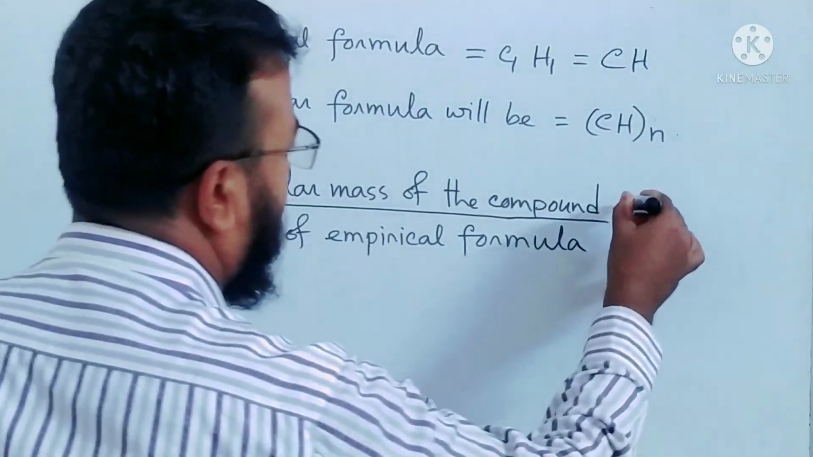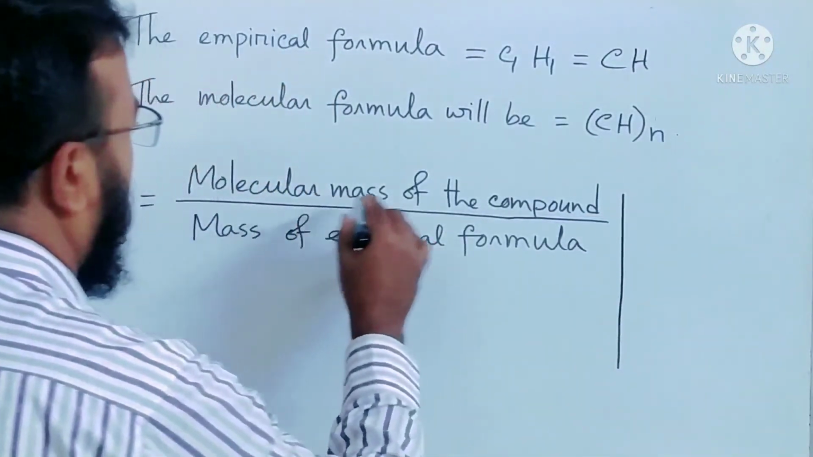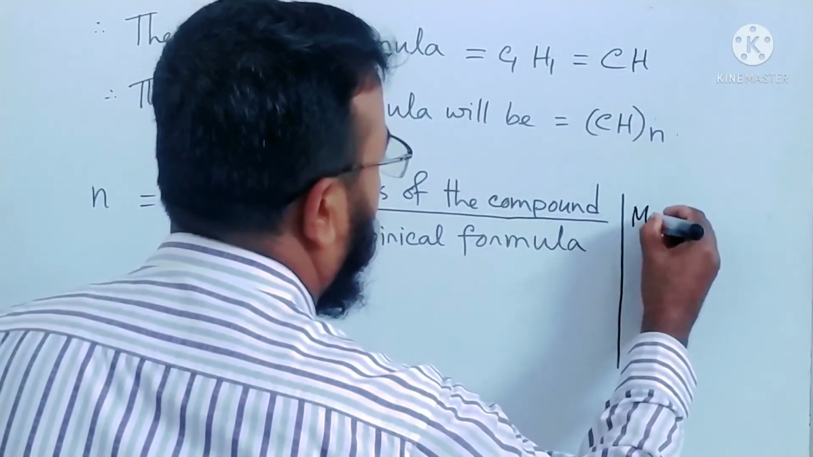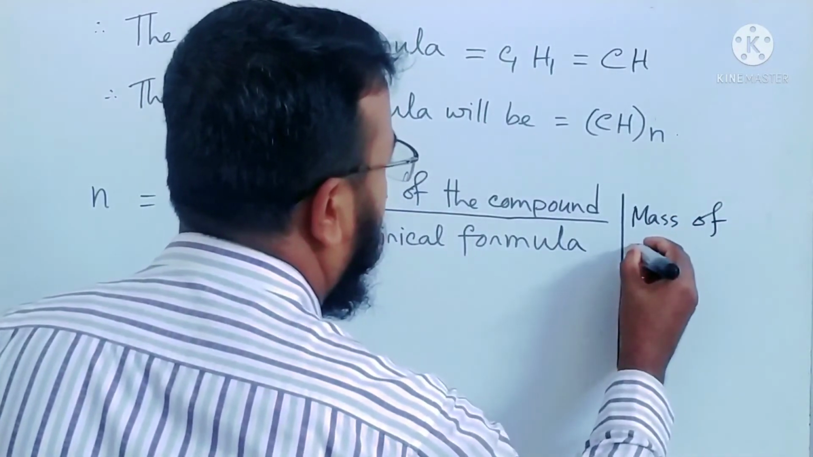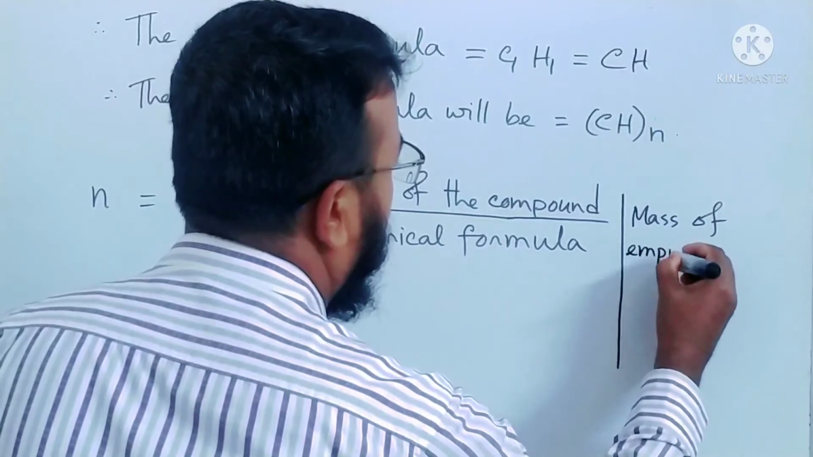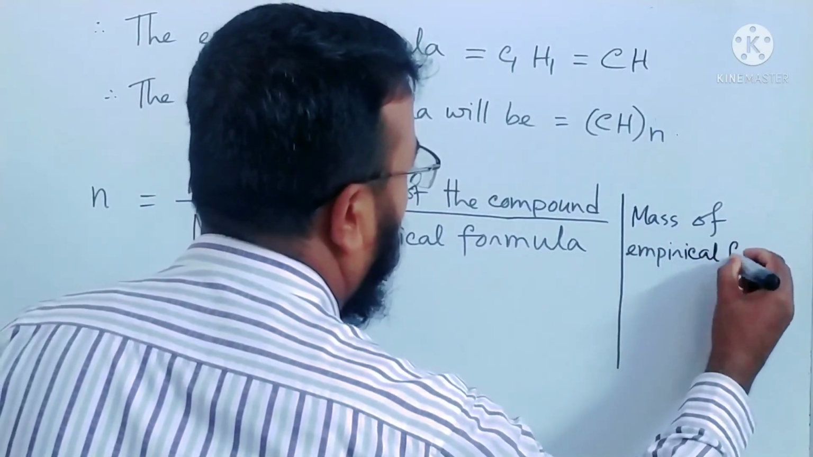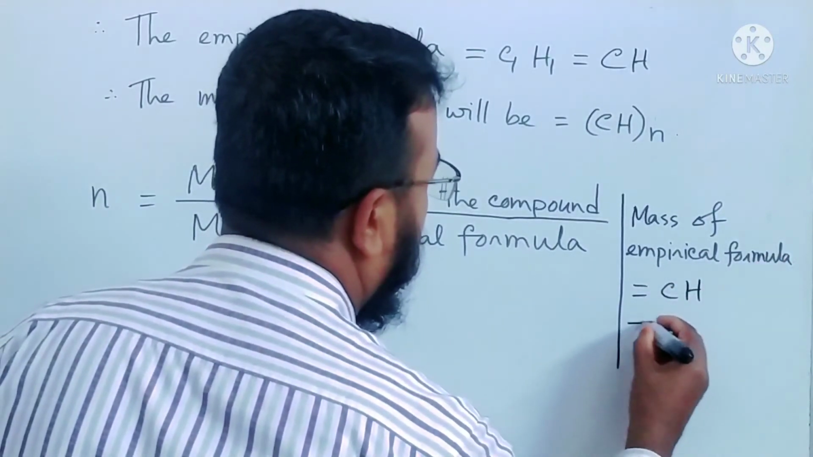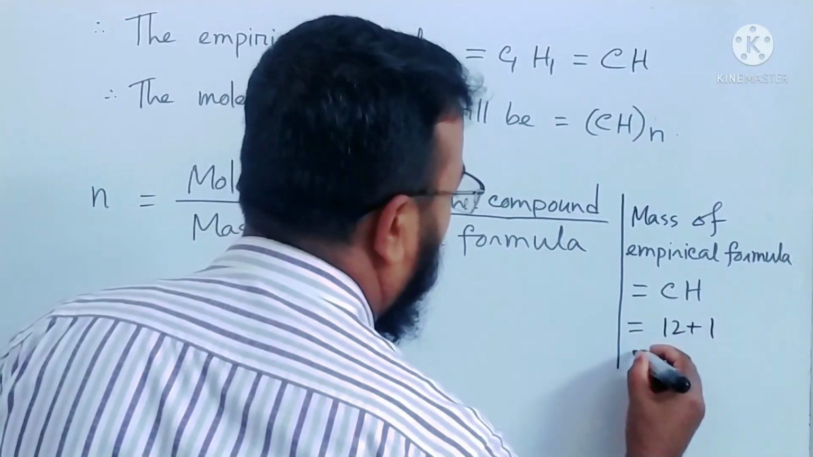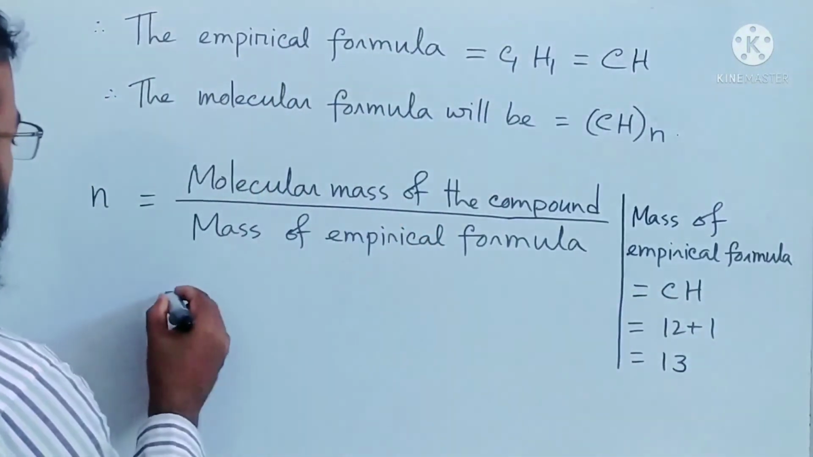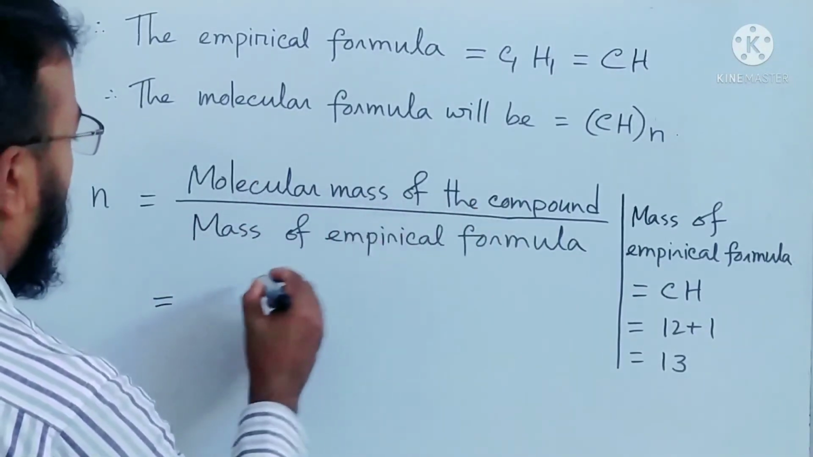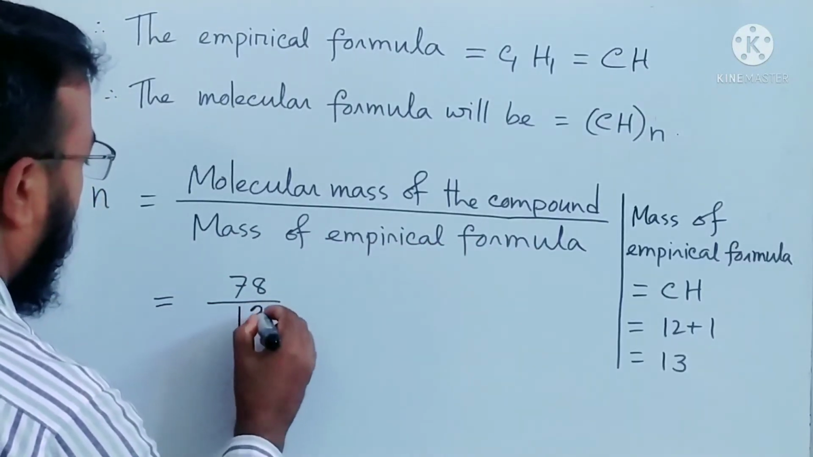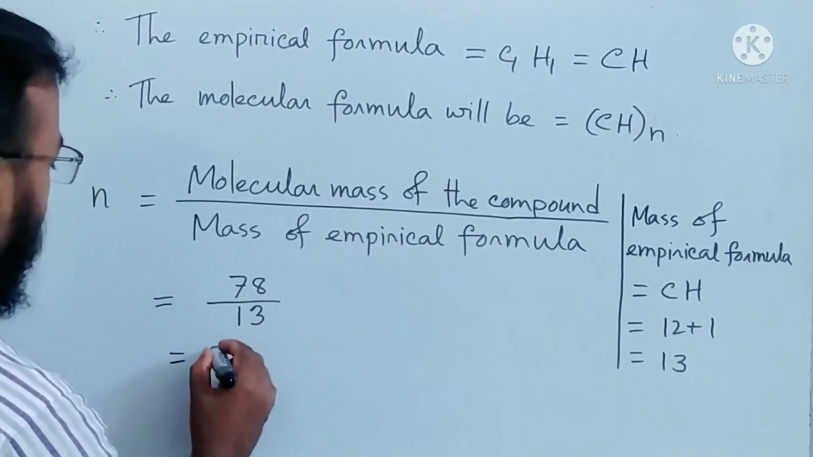So now we know the molecular mass, it is given in the question, but the mass of empirical formula, find it out. Mass of empirical formula equals, it was CH, so carbon is 12, hydrogen is 1, equals 13. So now we put the value: molecular mass of the compound is given 78 and the mass of empirical formula is 13. So now if we divide, then it will be 6.